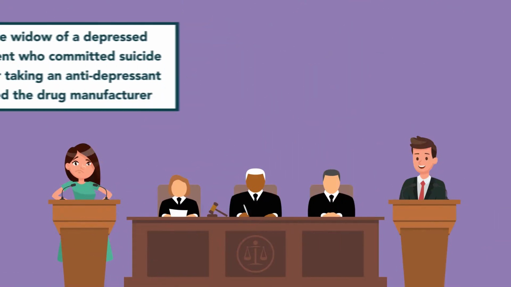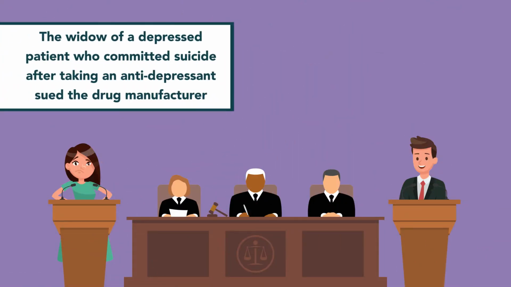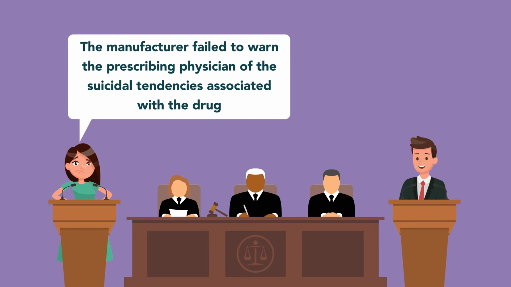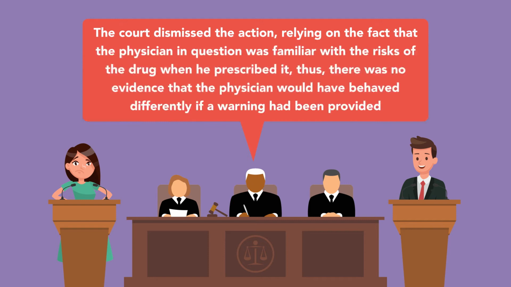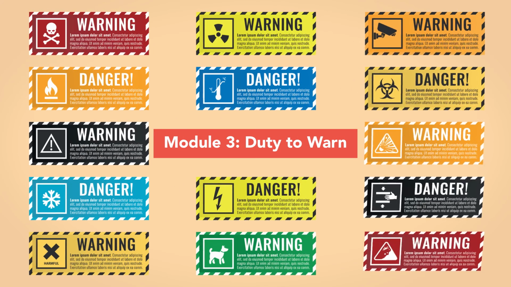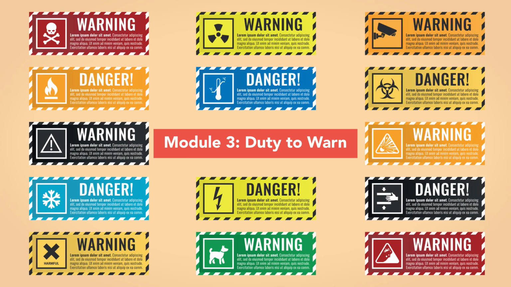In one case, the widow of a depressed patient who committed suicide after taking an antidepressant sued the drug manufacturer. The plaintiff argued that the manufacturer failed to warn the prescribing physician of the suicidal tendencies associated with the drug. The court dismissed the action, relying on the fact that the physician in question was familiar with the risks of the drug when he prescribed it. Thus, there was no evidence that the physician would have behaved differently if a warning had been provided. This segues into our next module, wherein we will look at the duty to warn that applies to other products as well as prescription drugs.